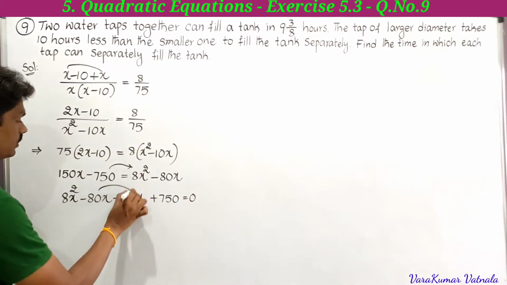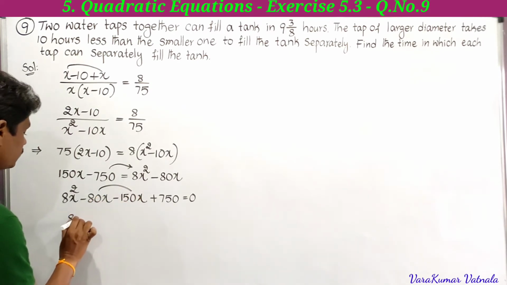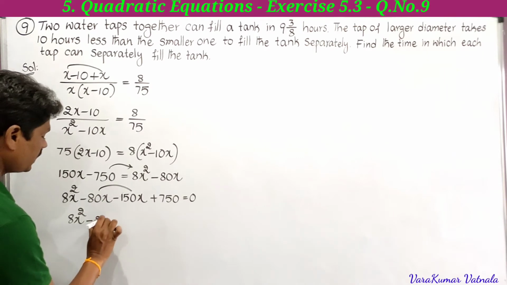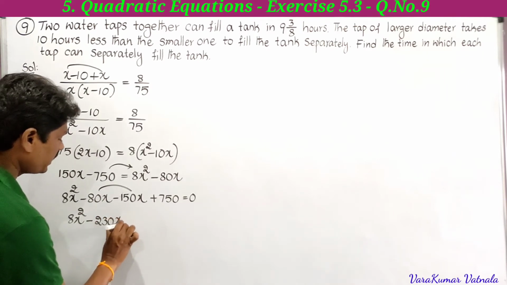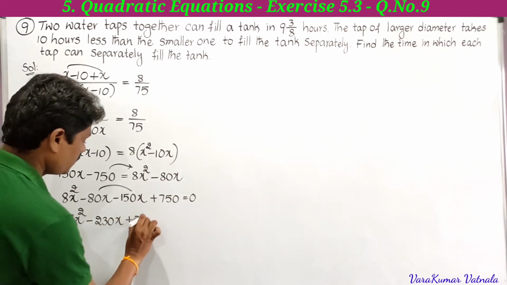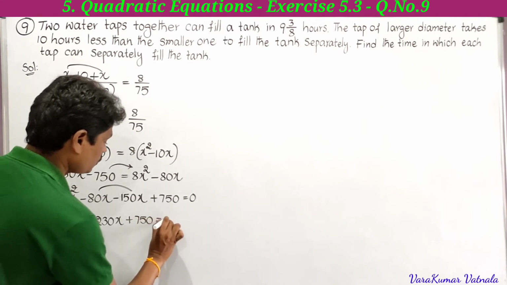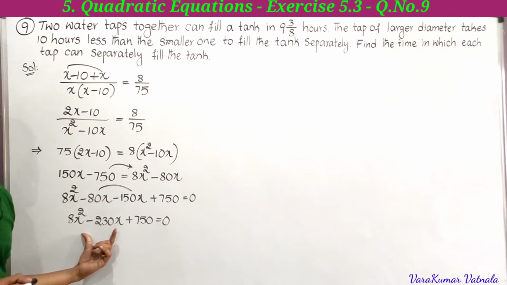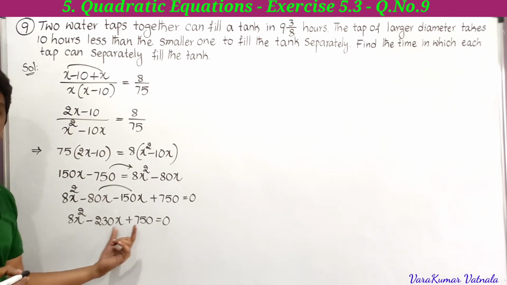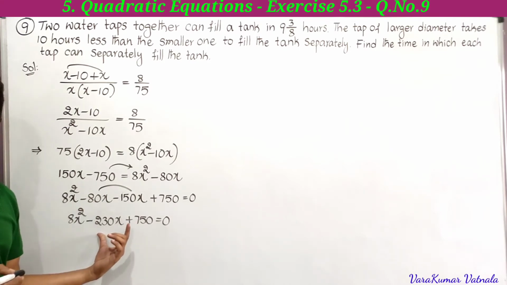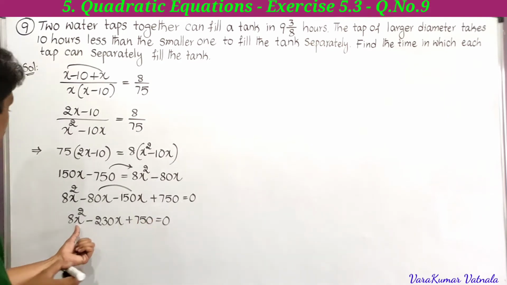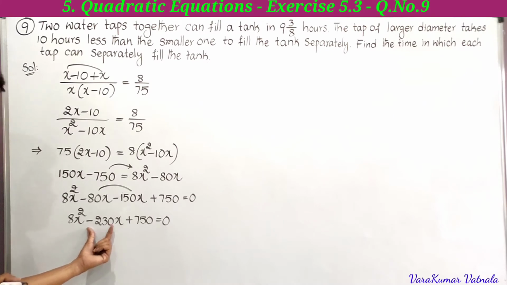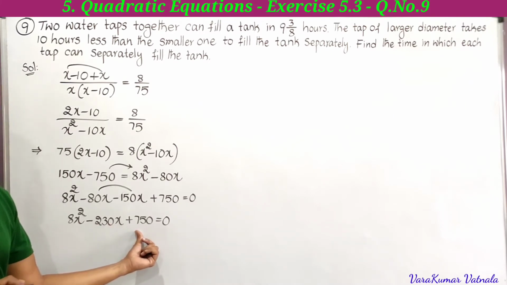So here, add these two: 8x square, as usual, minus 80x minus 150x we get minus 230x, plus 750 is equal to 0. So now it is a quadratic equation in the form of ax square plus bx plus c equal to 0. So now we have to solve by factorization method. Here the coefficient of x square is 8, coefficient of x is minus 230, constant is 750.